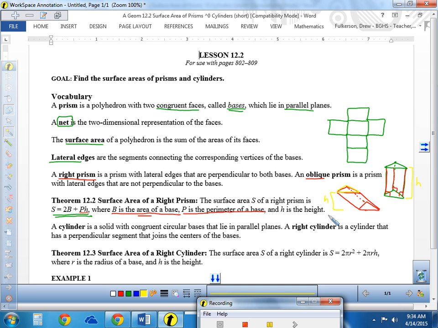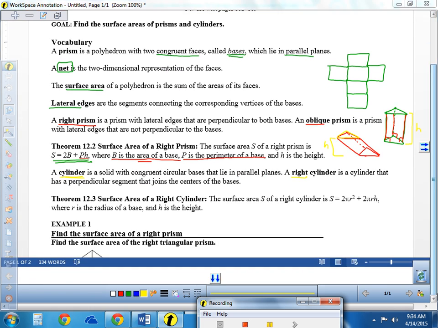Cylinders are even easier. Once again, when we talk about cylinders, we can have right cylinders and we can have oblique cylinders. Right cylinders are pretty easy to identify because their bases are right over each other, like that. Oblique, once again, they're kind of offset, kind of leaning over.